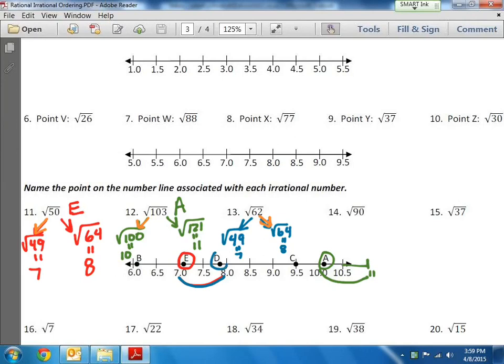And it's the other one here. So see how that D is close to 8. So that means the square root of 62 is going to be point D.